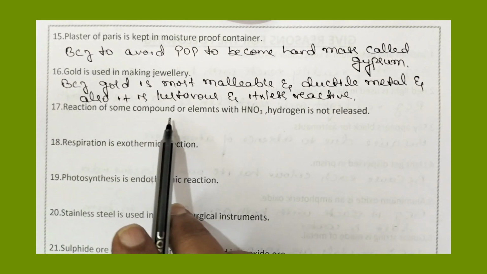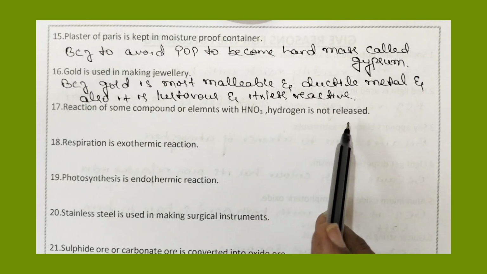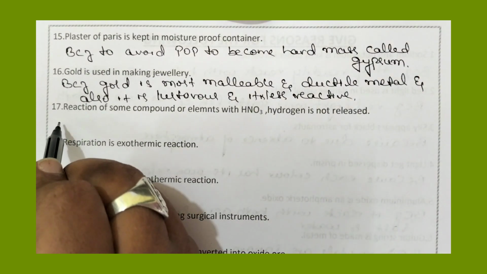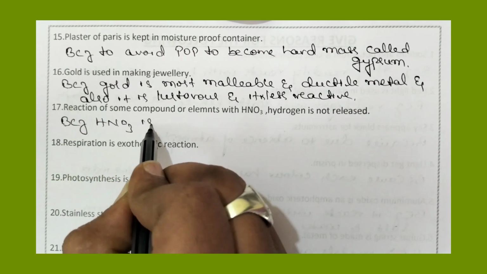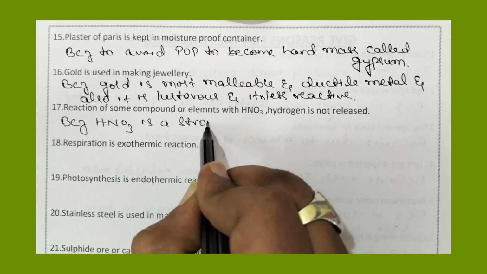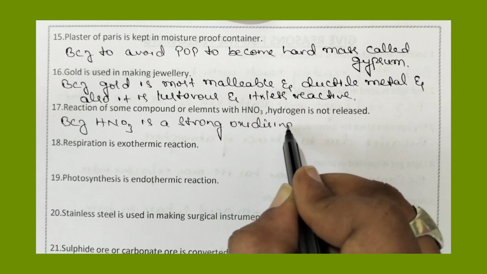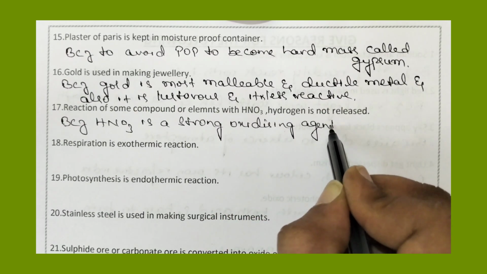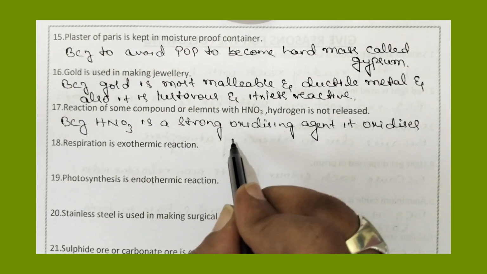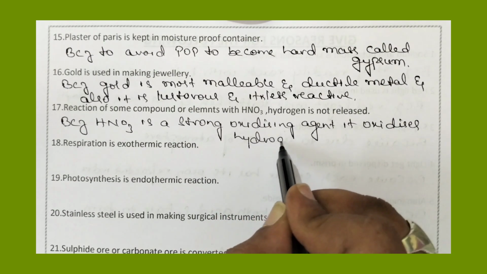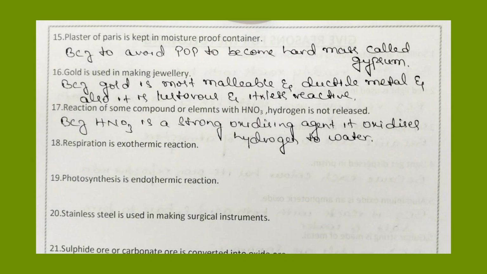Next, in the reaction of some compounds or elements with HNO3, nitric acid, hydrogen is not released because nitric acid is a strong oxidizing agent. It oxidizes hydrogen to water. Therefore, hydrogen is not released.